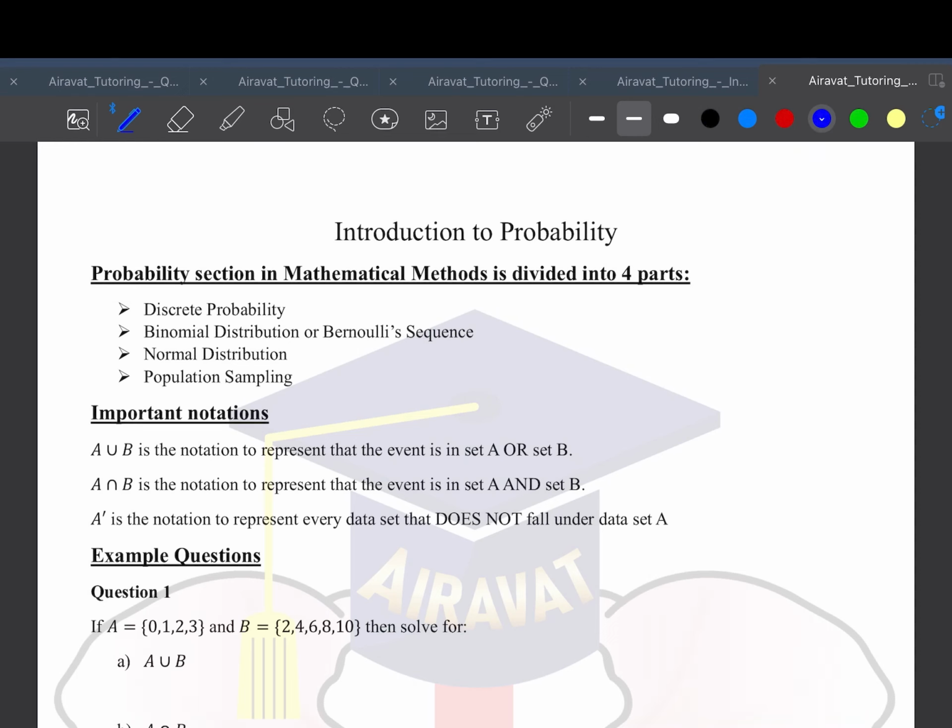Hello everyone, so this video is going to be about introduction to probability for Maths Methods 3 and 4. Maths Methods 3 and 4 is divided into 4 parts: discrete probability, binomial distribution or Bernoulli sequence, normal distribution and population sampling. And I will be making videos for all of these 4 subtopics, so stay tuned.